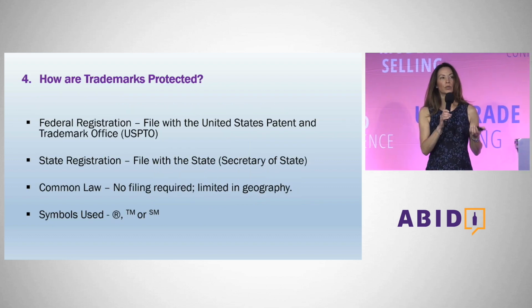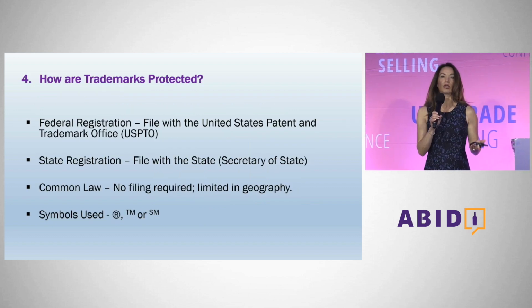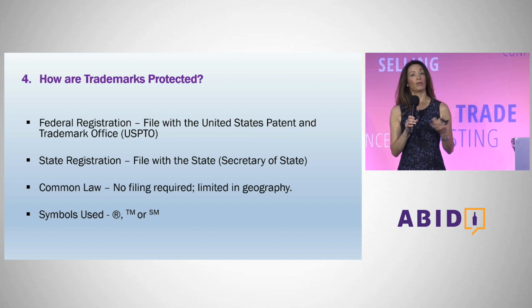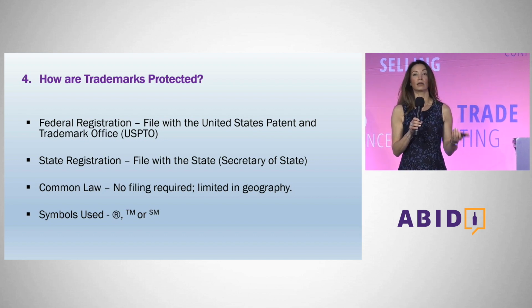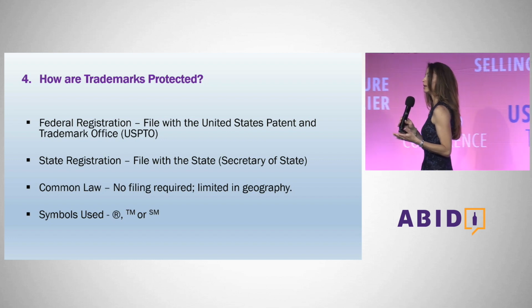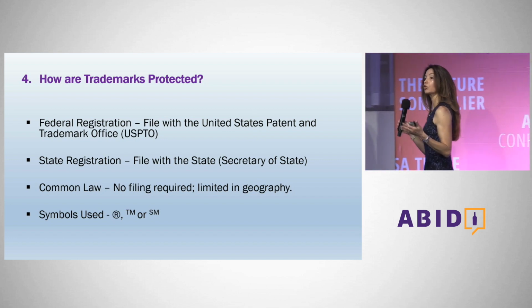So how are trademarks protected? There are basically three ways. Like I said, I was talking about federal registration. So if you file an application with the US Patent and Trademark Office, that would be for federal protection. This gives you the broadest protection because now you're able to use your mark nationally.